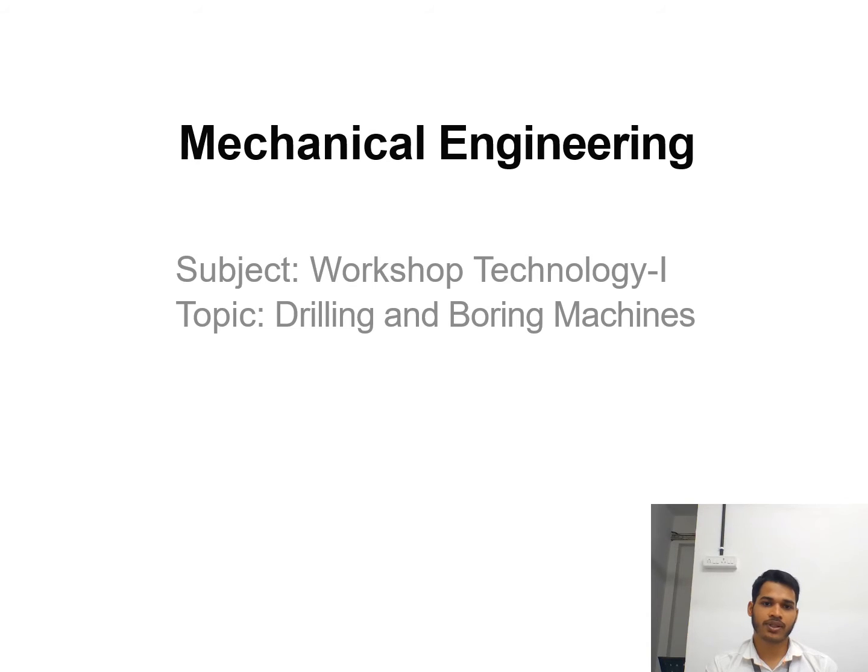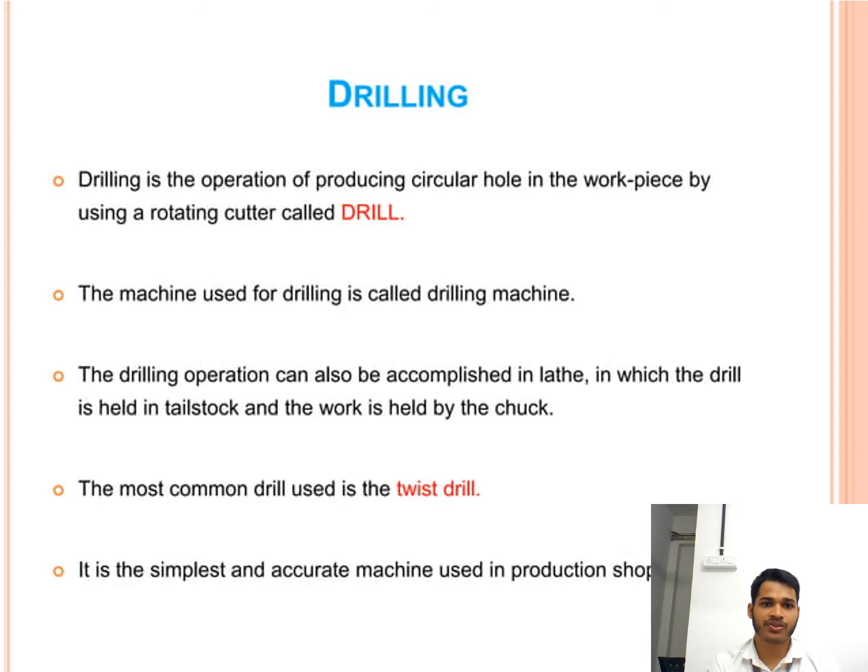In today's lecture, we will discuss drilling and boring machine. At first, we will know what a drill is. Drilling is the operation of producing a circular hole in the workpiece by using a rotating cutter called a drill. We all know about the drill. So a drill is a tool. By using this tool, we can make a hole on the workpiece.